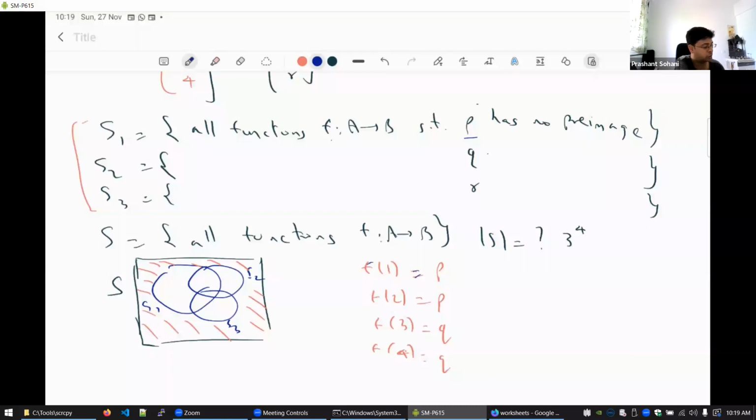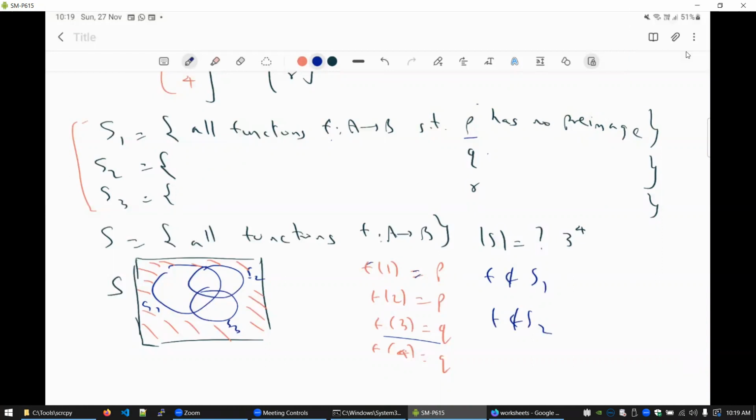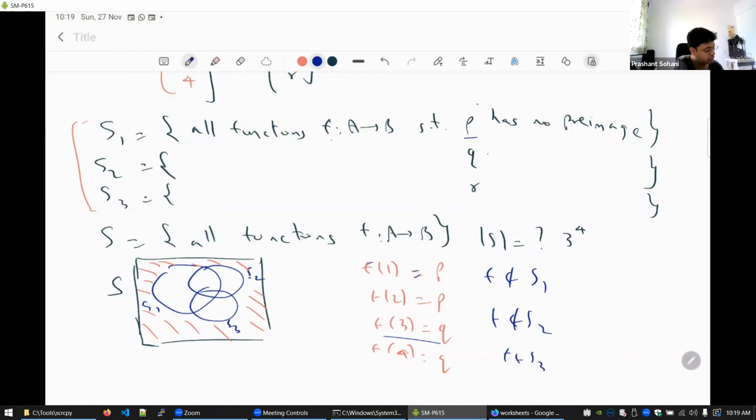So S2 says we are looking at all functions such that Q has no pre-image. So if your function is taking the value Q anywhere, it will not belong to S2. But here F3 is equal to Q. So therefore, F does not belong to S1, and F also does not belong to S2. Does it belong to S3? Yes, because there is no R. So F will belong to S3. In our Venn diagram, this function will lie outside S1 and S2, but inside S3. And this is clearly not onto, because it is not mapping R anywhere.